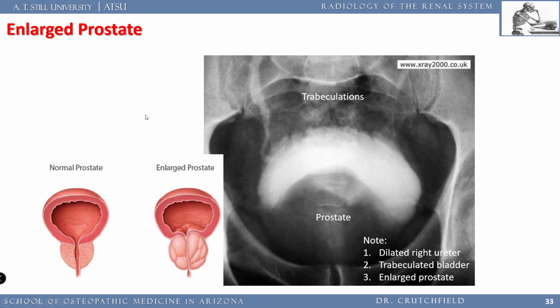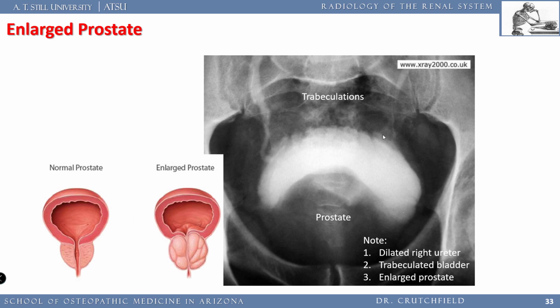Okay, so here's an IVP, and we can diagnose some problems with a prostate by looking at an IVP. So here's a ureter on the right. Here's the patient's ureter on the left. The bladder fills up with contrast. And you see these trabeculations up here. Trabeculations are where the bladder has stretched and the muscle fibers get enormously stretched and they start to thin out.